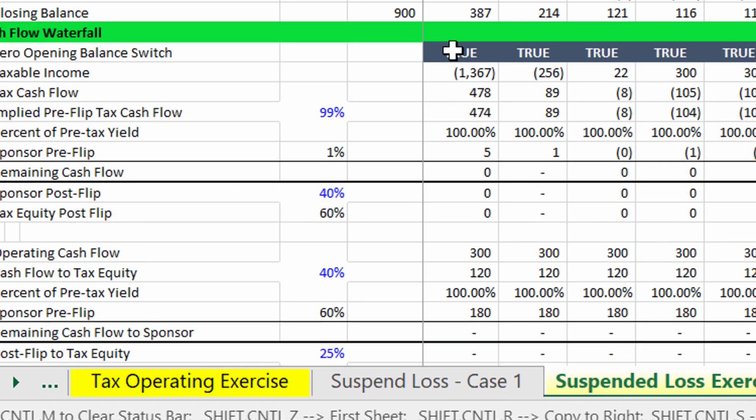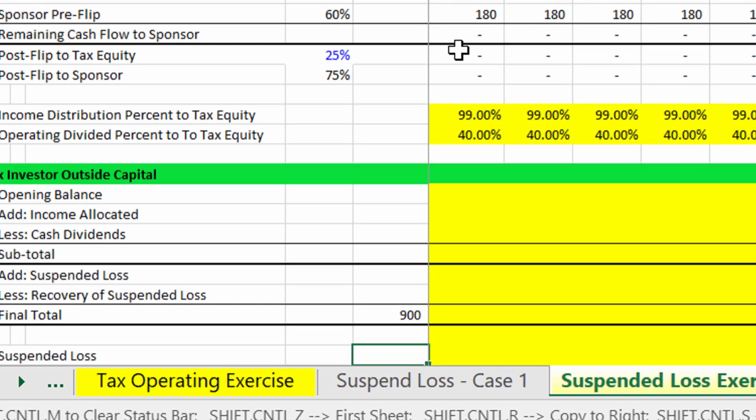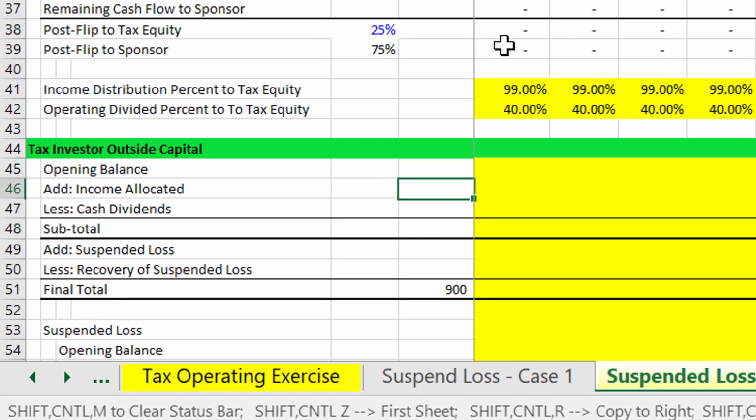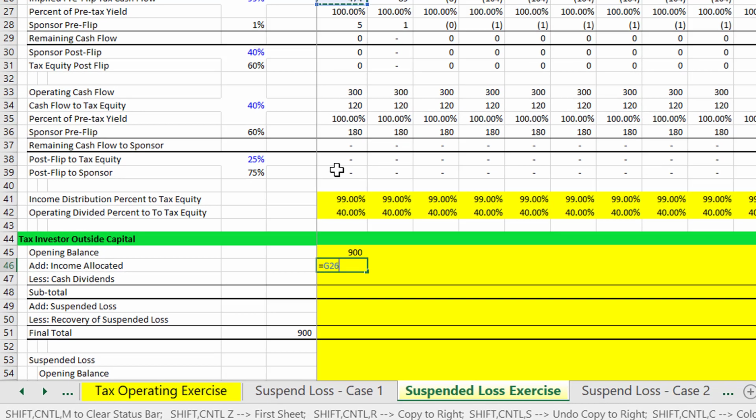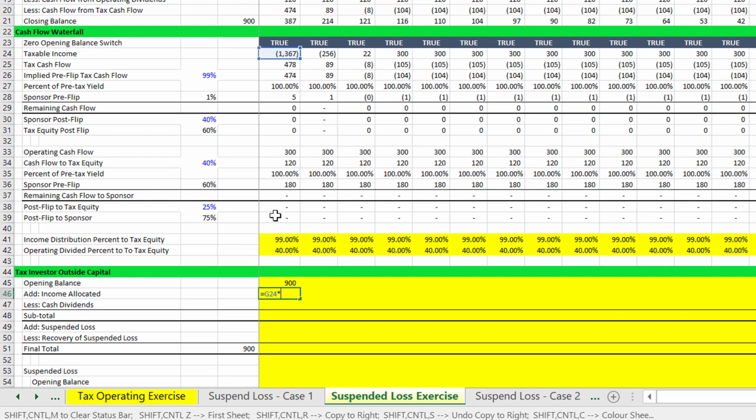And I'm just going to get that from the sources and uses, as usual. And then this is kind of just a balance sheet, an old-fashioned balance sheet account. Opening balance equals closing balance. And then we take our total taxable income this time, not the tax, and multiply that by a percentage.